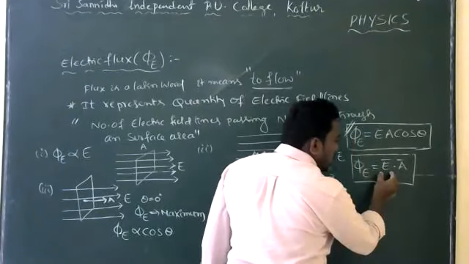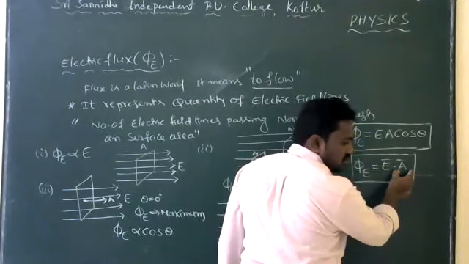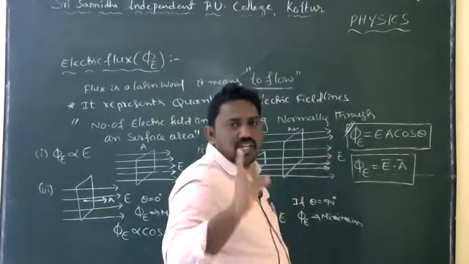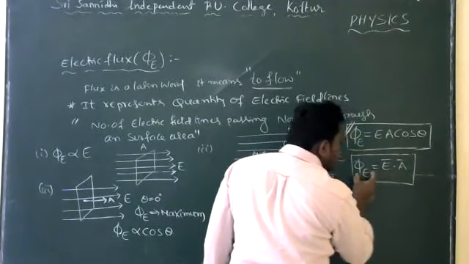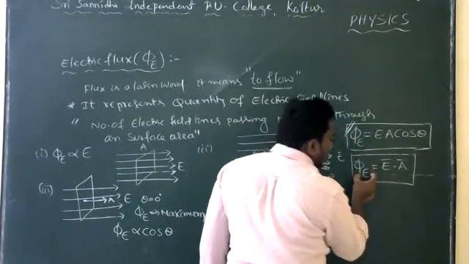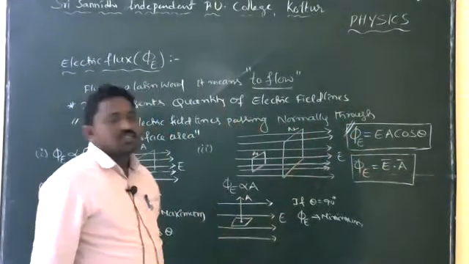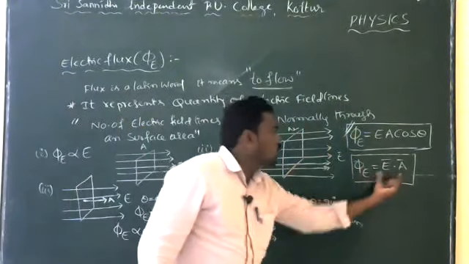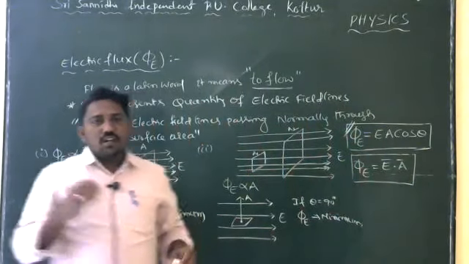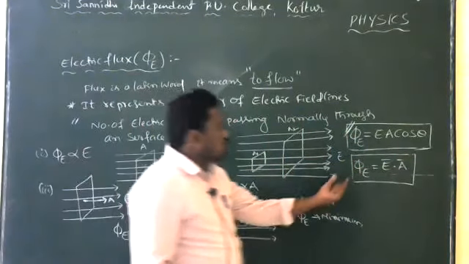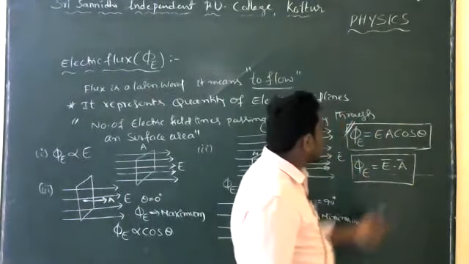E bar is a vector, and area A bar is also a vector. We know that area is a vector physical quantity. The dot product of two vectors gives a scalar. Therefore, electric flux is a scalar physical quantity, because the dot product of two vectors gives the scalar product.